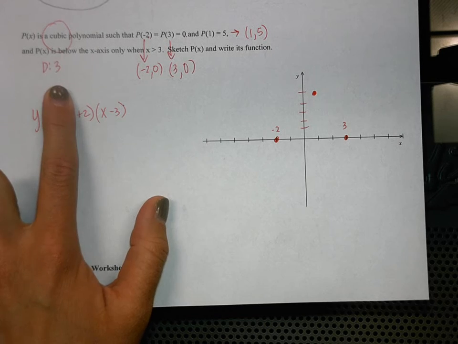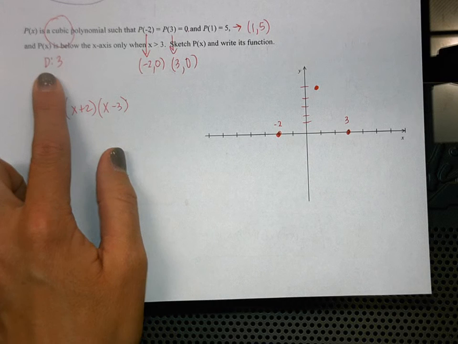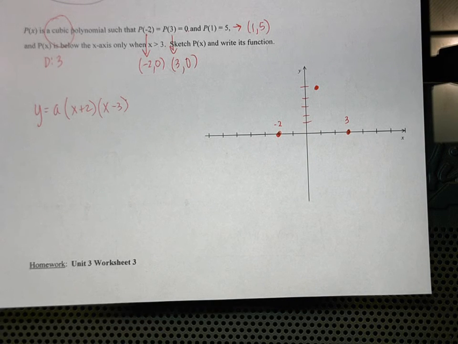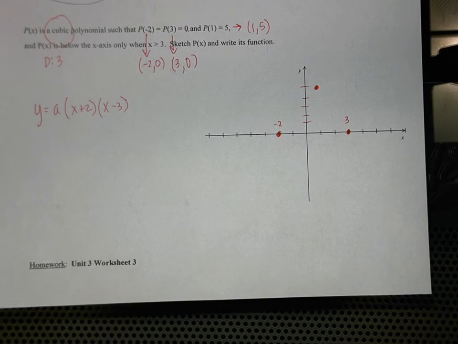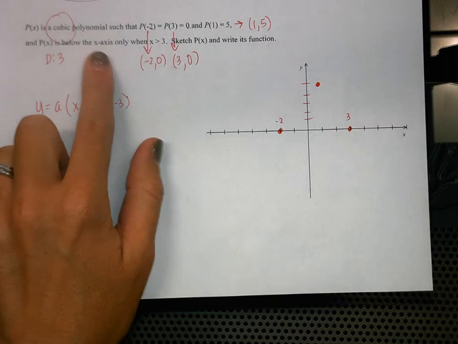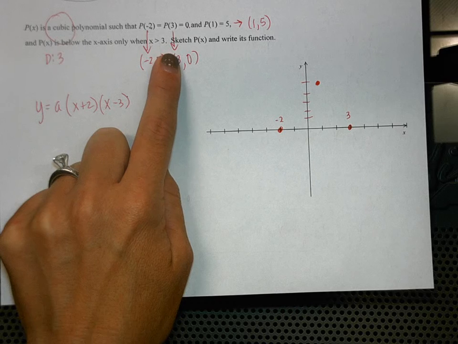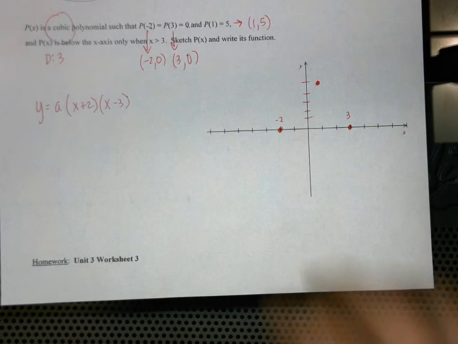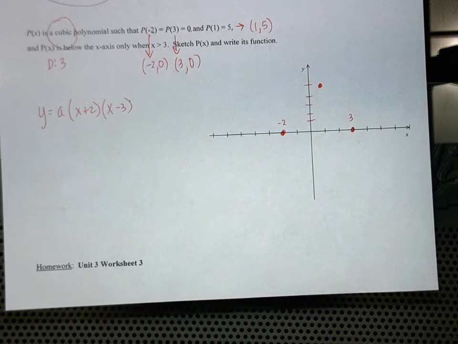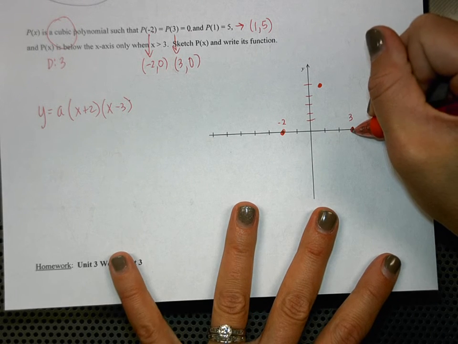Good. It does have to stay above the x-axis at some point. Also, we have a degree of 3. So that means we're gonna need a multiplicity of 2 and then a multiplicity of 1 in order to make that a degree of 3. Okay? So it says right here, p of x is below the x-axis only when x is greater than 3. So everything is above the x-axis, and then here it's below the x-axis. Do you guys agree? Okay, so I'm going to draw a line going down.